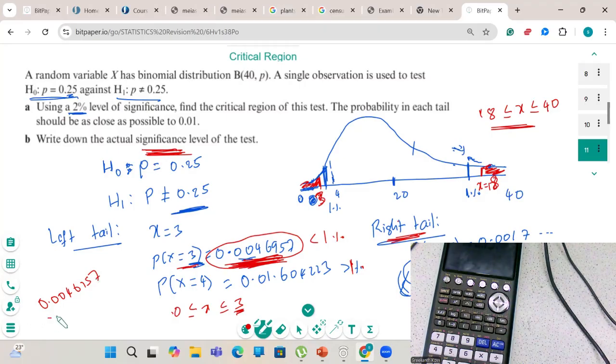0.004695 and 0.004615, which is 0.009310. So this is the actual significance level. This is the answer to this question.